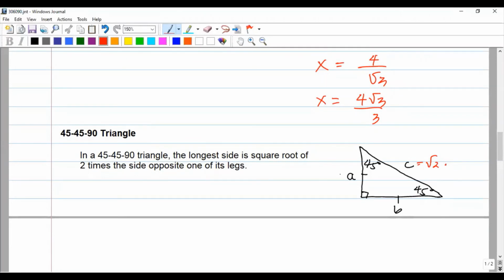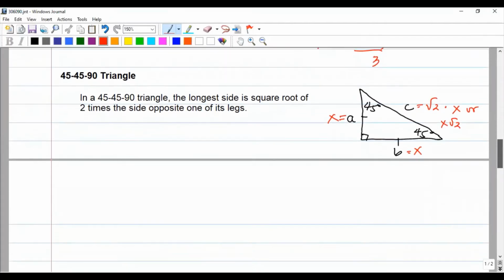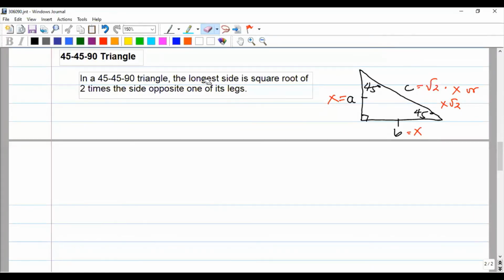But what is the length of side A or leg A, or the side B or leg B? Say we have X and X here. Therefore, our hypotenuse is square root of 2 times X, or X square root of 2. So that is our side length of a 45-45-90 triangle. Okay, so let's have some examples here as an application of the 45-45-90 triangle.